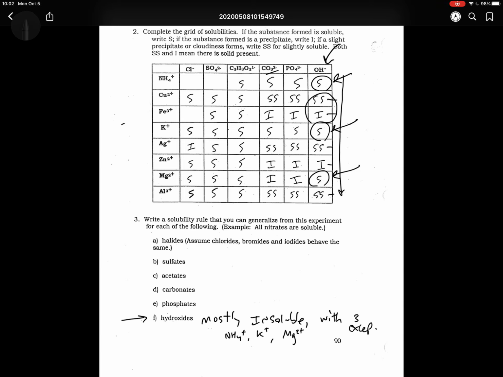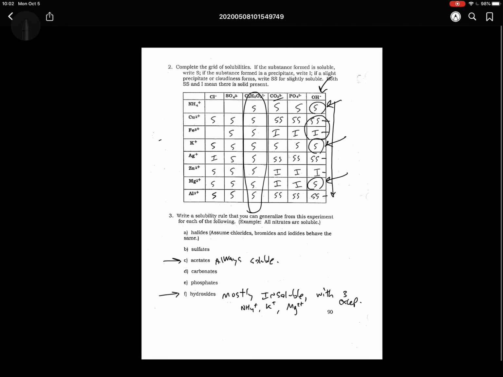When we write the rule for acetates, it looks like they're always soluble. That's what you're doing. You're writing the rules based on the table, not rules based on your solubility lists on your formula sheet or from your book, okay? From this table of data.